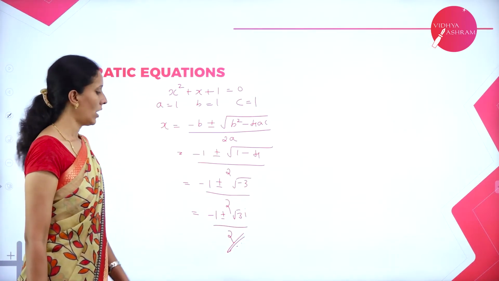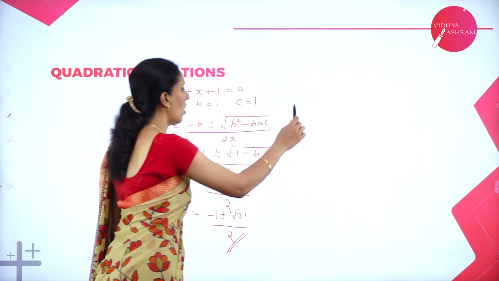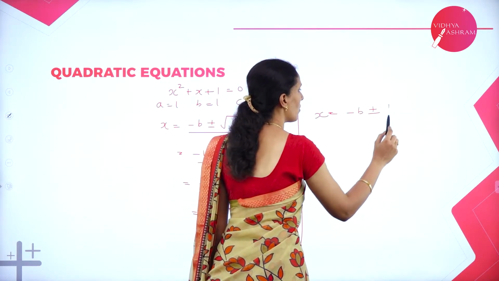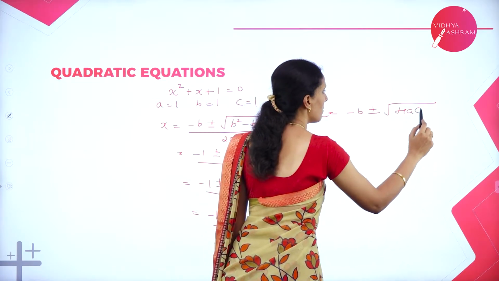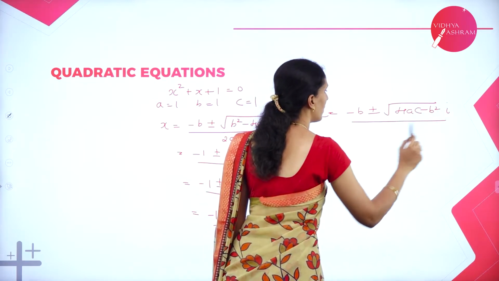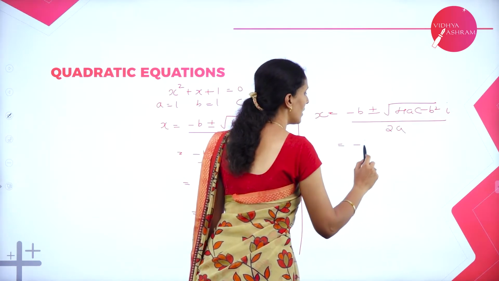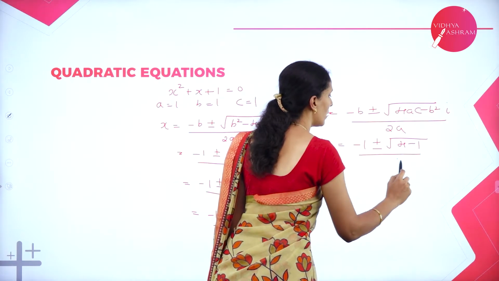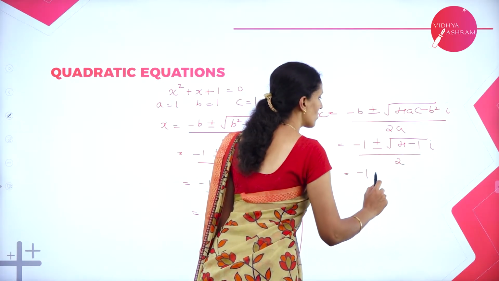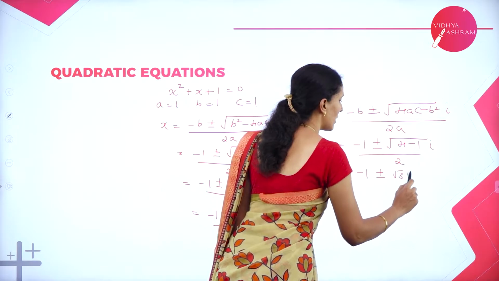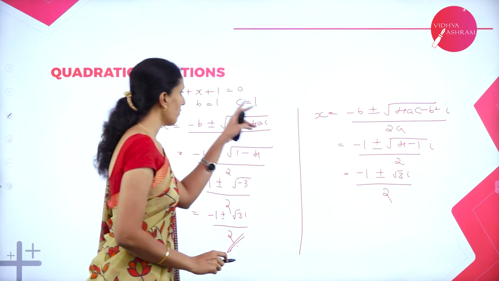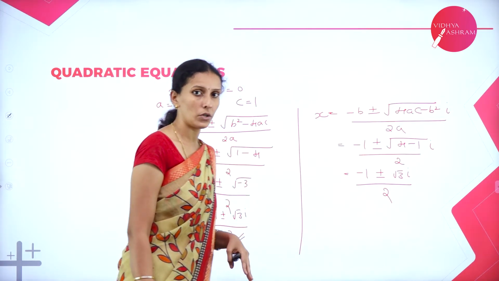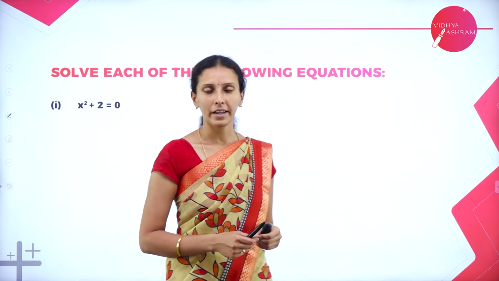So you can either use it like this, or directly you can write it as x is equal to minus b plus or minus square root of 4ac minus b square into i divided by 2a. So here minus 1 plus or minus root of 4ac minus b square, which is 4 minus 1, divided by 2 into i. So minus 1 plus or minus root 3i divided by 2. The same formula is written in this form as 4ac minus b square into i. Now let's solve some quadratic equations here.